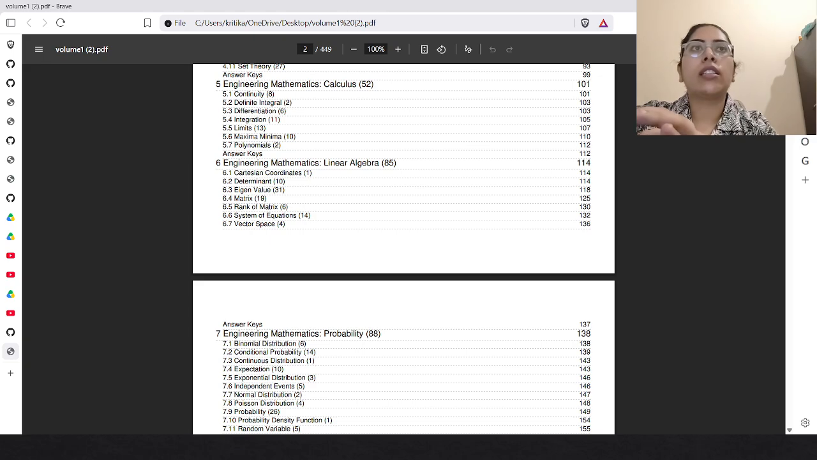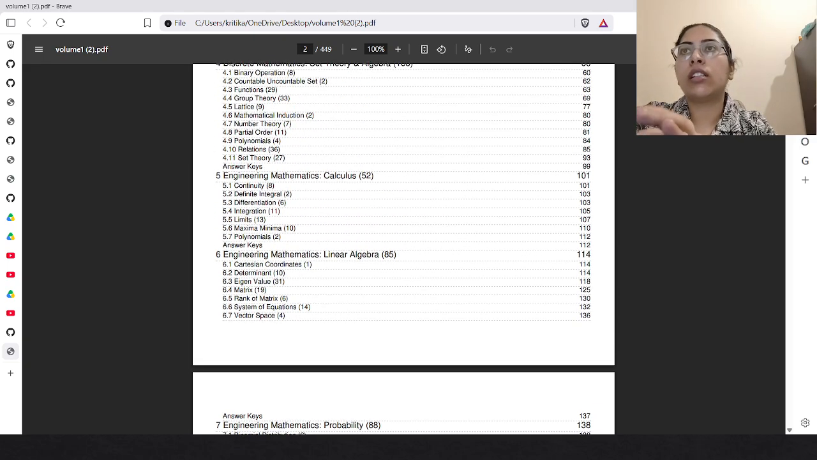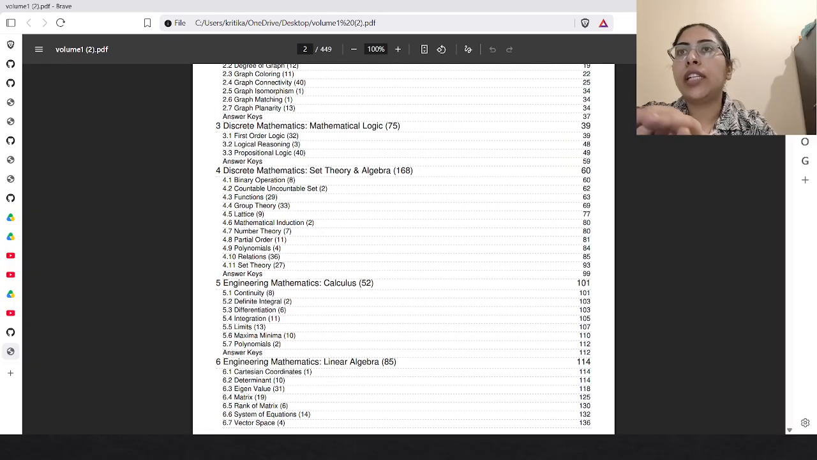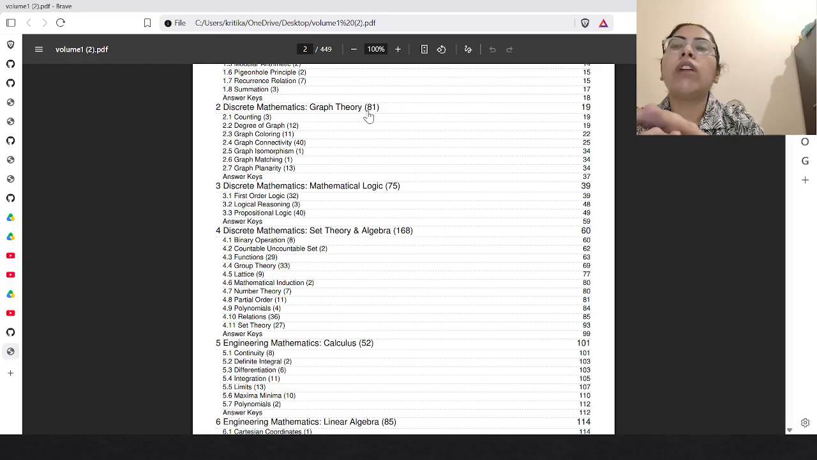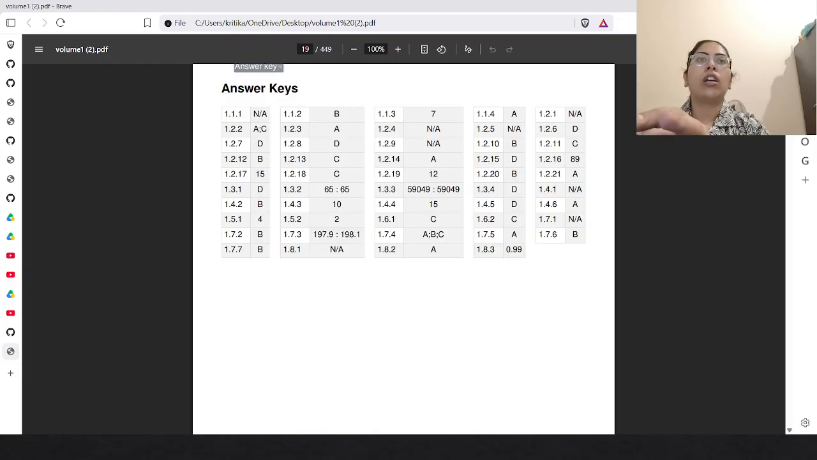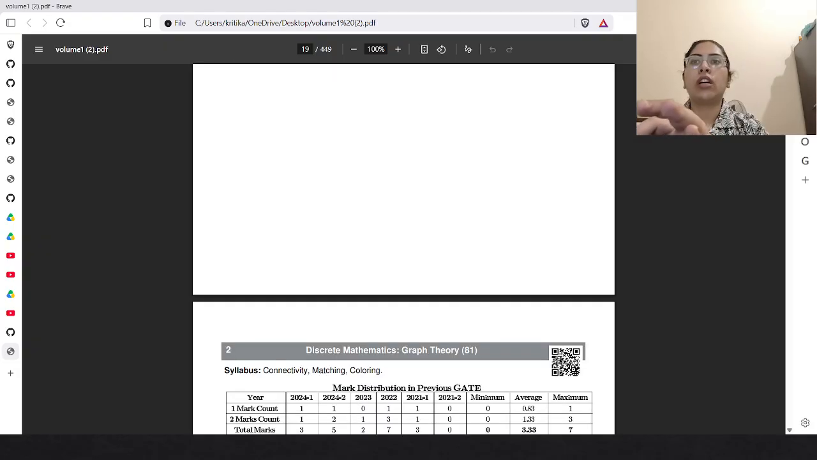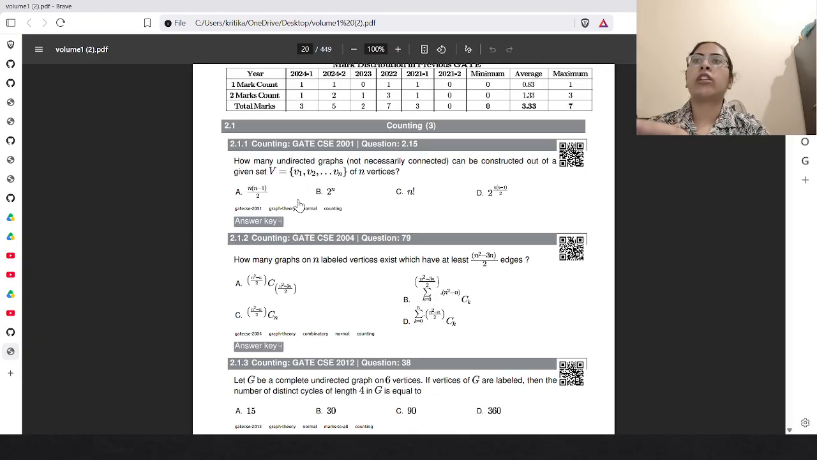Here, you can check discrete mathematics, set theory and algebra. All these PYQs you can solve: graph theory, mathematical logic, set theory and algebra. The same way that I gave you for aptitude, you can solve them. Take the topic, click on graph theory. You will reach this page. Then solve the questions one by one.